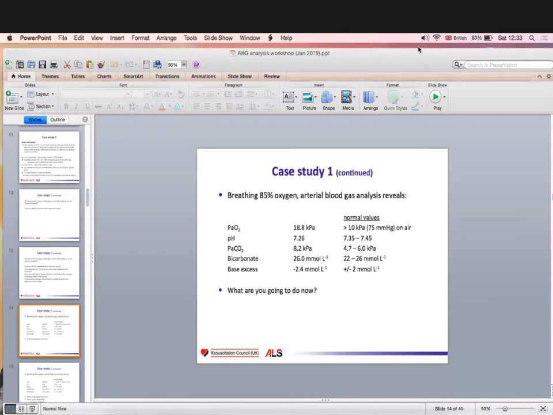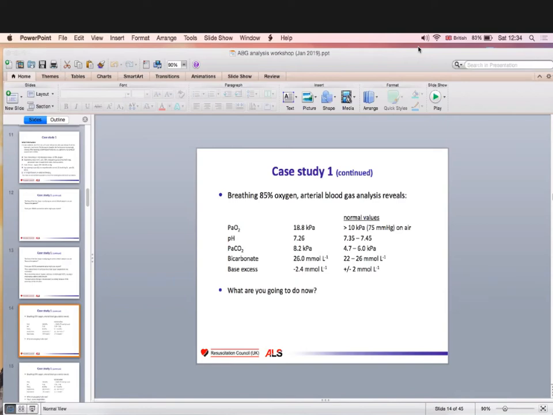Bicarbonate level is within the normal range. So the patient is uncompensated. So this is a respiratory acidosis, uncompensated. Okay, this is an uncompensated respiratory acidosis. That's correct. So, acute respiratory acidosis.